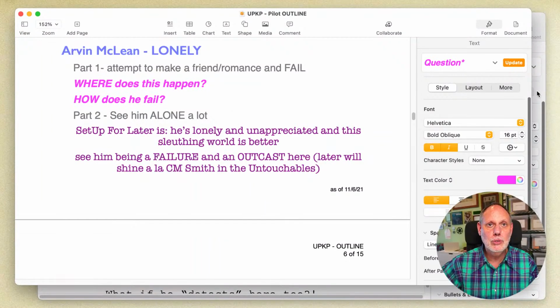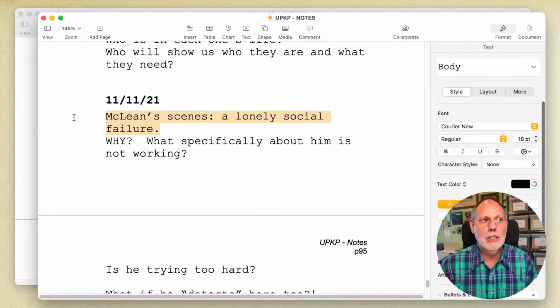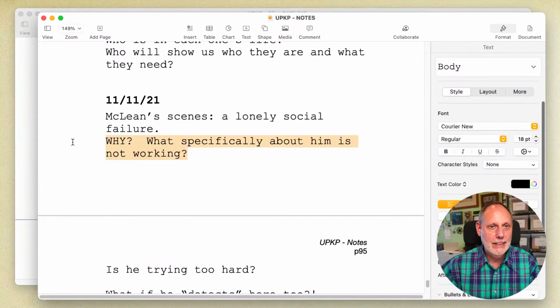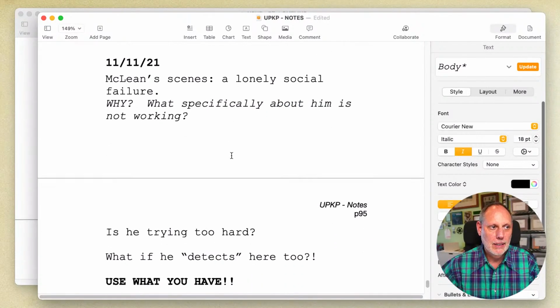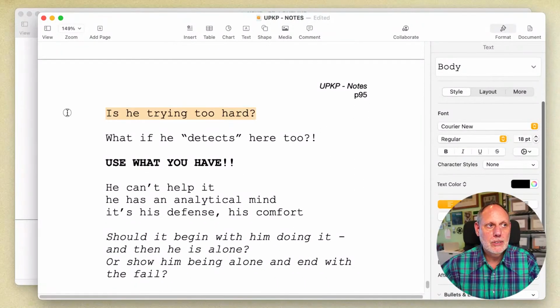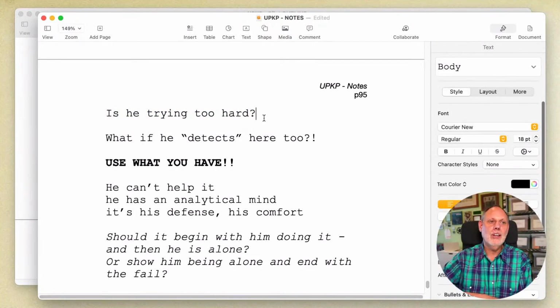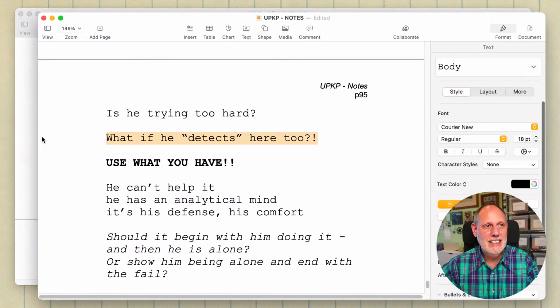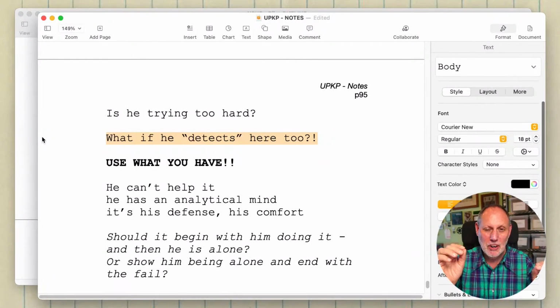So I went to my notes and I said, let me think about this. I wanted him to be a lonely social failure, and so I had to ask the question, why? What specifically about him is not working in this way? Then I just tried to brainstorm some things. I said, is he trying too hard? And then as I tried to imagine that, I thought, what if he detects here? In other words, when he meets someone, his mind is going, because that's what we know about him, is that he's a guy who's very, very analytical and highly intelligent.